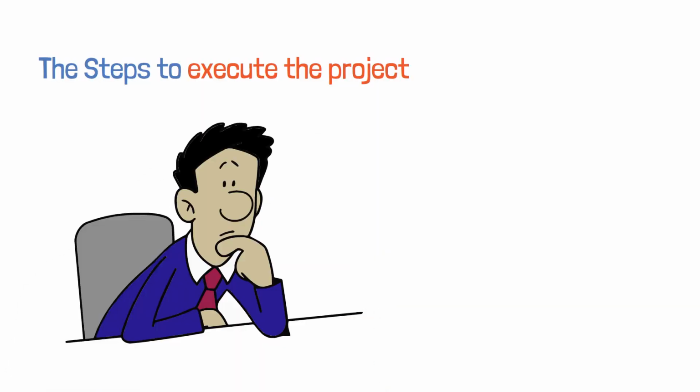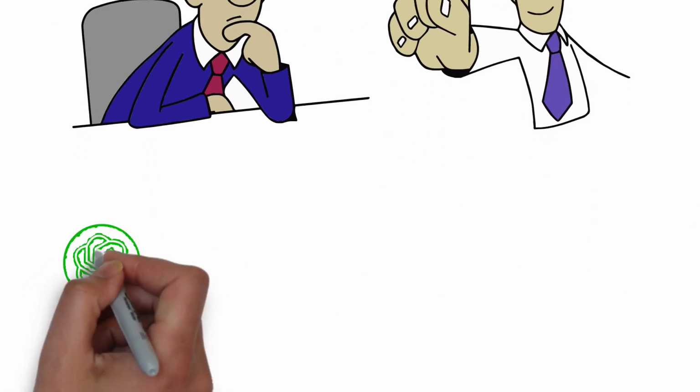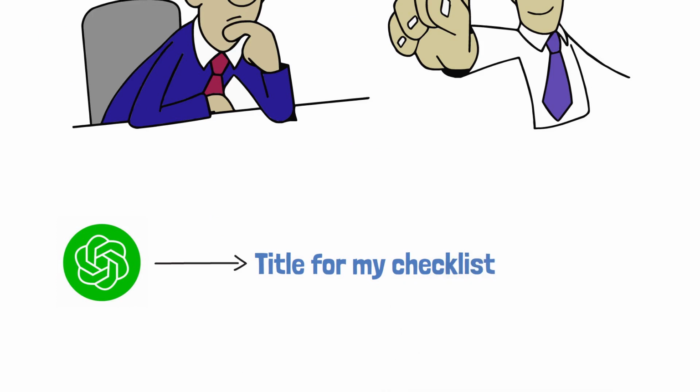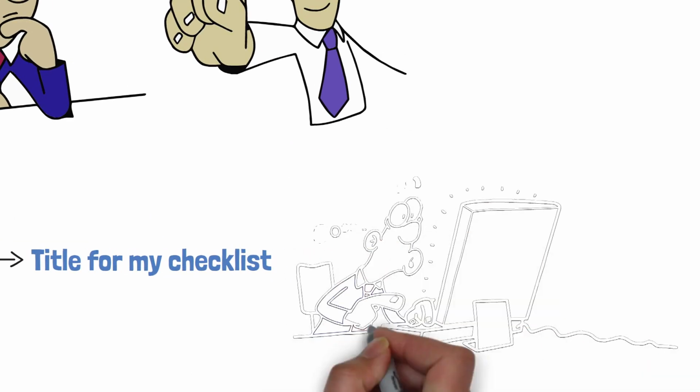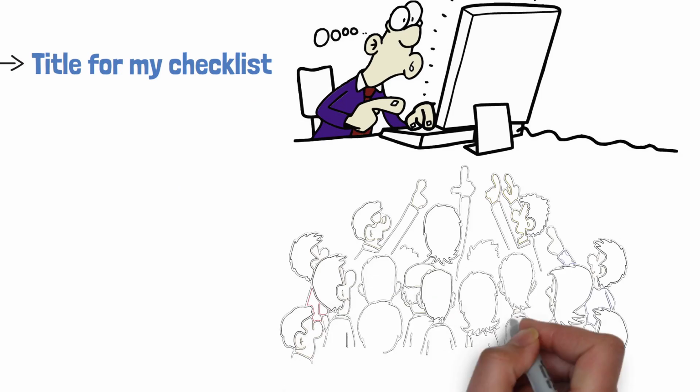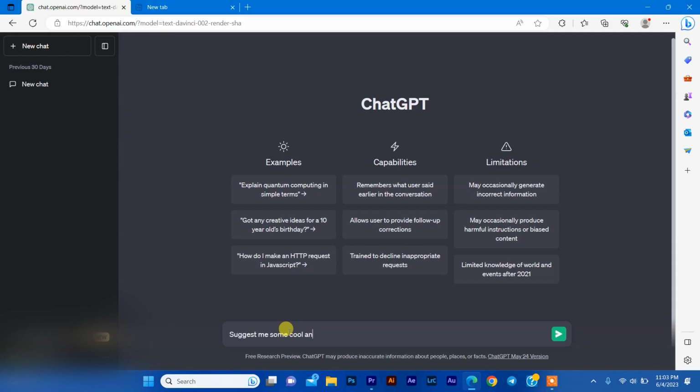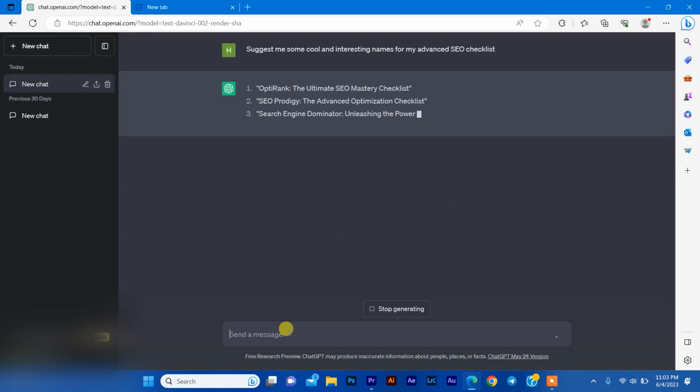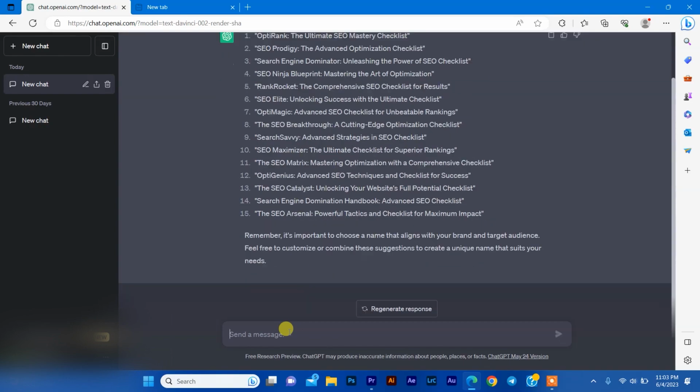So how did I do it? Simple. First of all, I asked ChatGPT to give me a title for my checklist. Remember, your title has to be eye-catching so more people can gravitate towards your project. Upon asking the chatbot to suggest some cool and interesting names for my advanced SEO checklist, it gave me 10 great names, from which I chose the Ultimate SEO Arsenal.